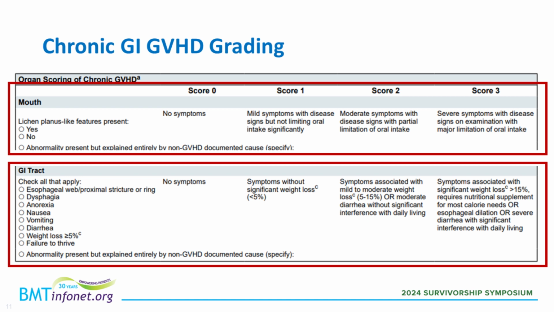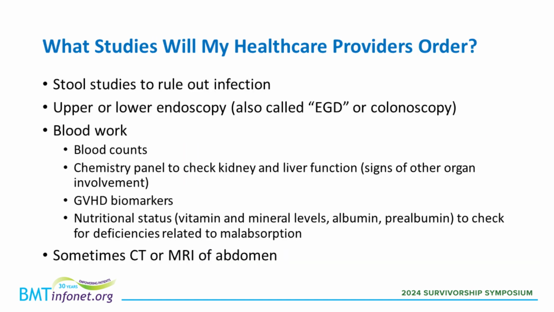For the GI tract, we mark the symptoms, including if there is an esophageal stricture or narrowing of the esophagus, and we consider more severe GVHD to be that which leads to more weight loss or inability to get enough nutrition, or even requiring a procedure for you to undergo, or if it's affecting your daily activities. So not as objective of a scale as we use for acute GVHD. Next slide.